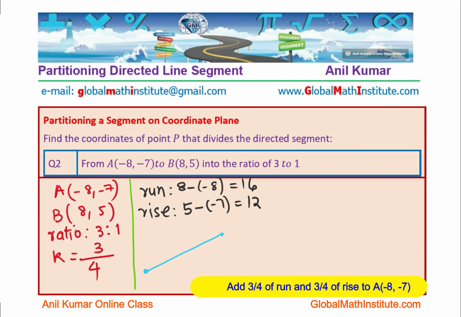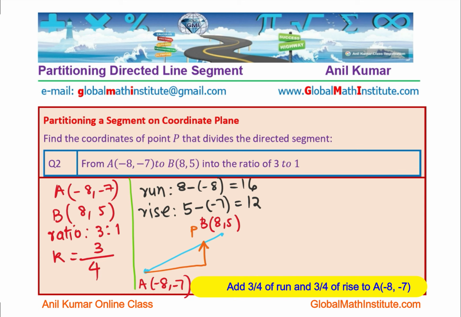Point A is over here, which is minus 8, minus 7. And point B is at 8, 5 above, correct? So definitely, if you are moving 3 to 1, that means we have to go like this and then up. Do you see that? 3 to 1. So there we are expecting point P. So you have to add this value to the right side and that value to up, right? How much ratio? 3/4, right?